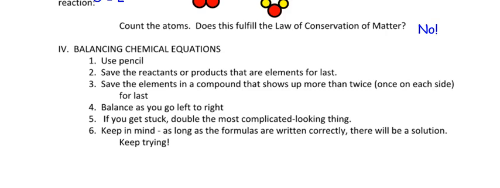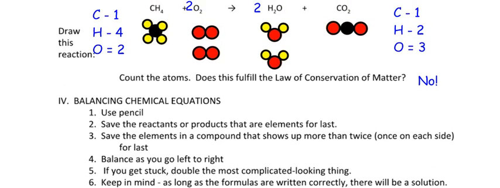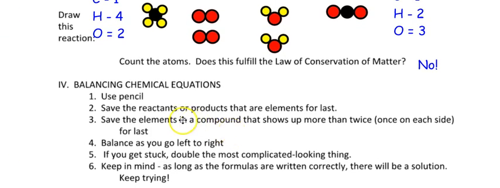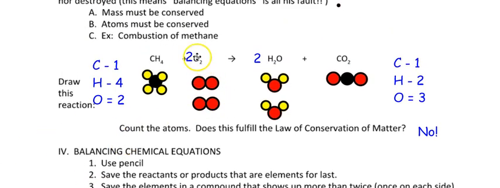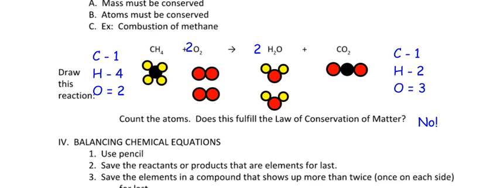All right, number 2, this is a biggie. Save the reactants or products that are listed as elements for last. So if I'm looking back up here, I would have balanced the O2 last because it's my elemental reactant in this, okay? Save the elements in a compound that shows up more than once per side for last, okay? So what would that look like over here? I see oxygen once here. I see oxygen twice here. So I would save oxygen for last yet again, okay? Well, I already was going to save it last because it's an element too.